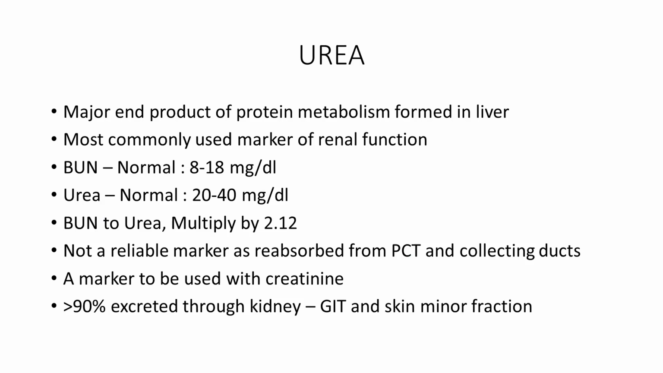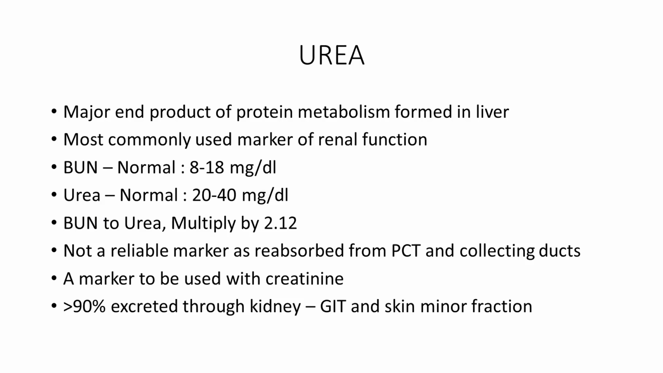The other test which is performed to assess kidney function is urea. It's a major end product of protein metabolism, and it is formed in the liver and excreted via the kidney. It is the most commonly used marker of kidney function. You can measure it as blood urea nitrogen, where the normal range is 8 to 18, or as urea, where the normal range is 20 to 40.